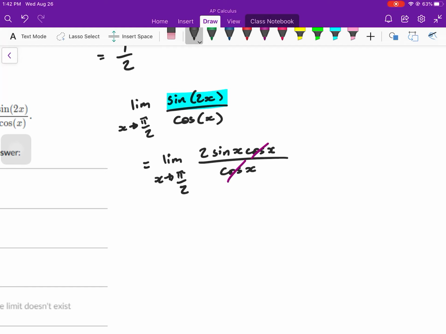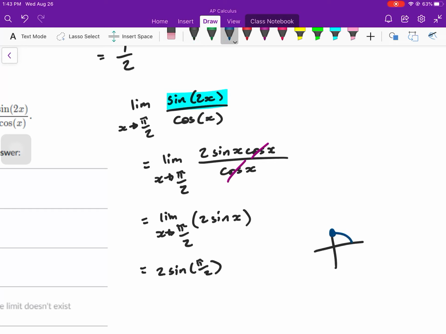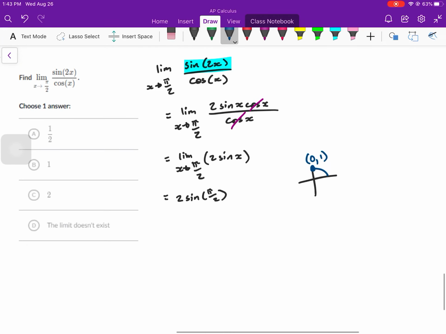See, this is how they all should be. Cancel out the cosine x. Limit as x approaches pi over 2 of 2 sine of x, which equals 2 times sine of pi over 2, which if you remember on the unit circle, pi over 2 would be right here, and your x value is 0, your y value is 1. So this is just going to be 2.